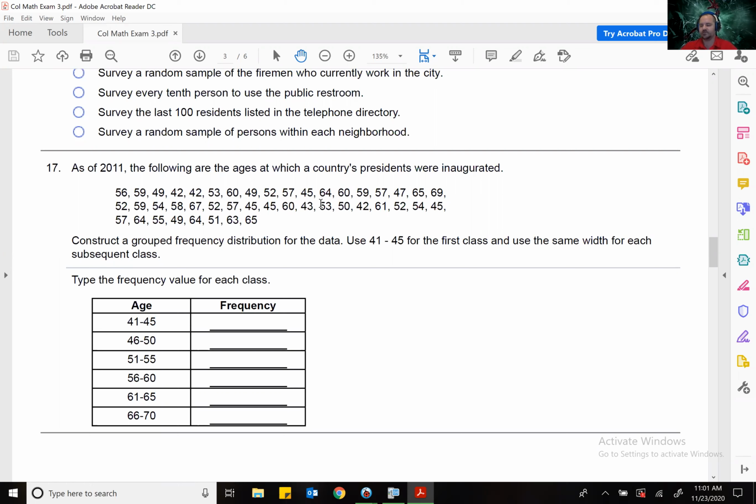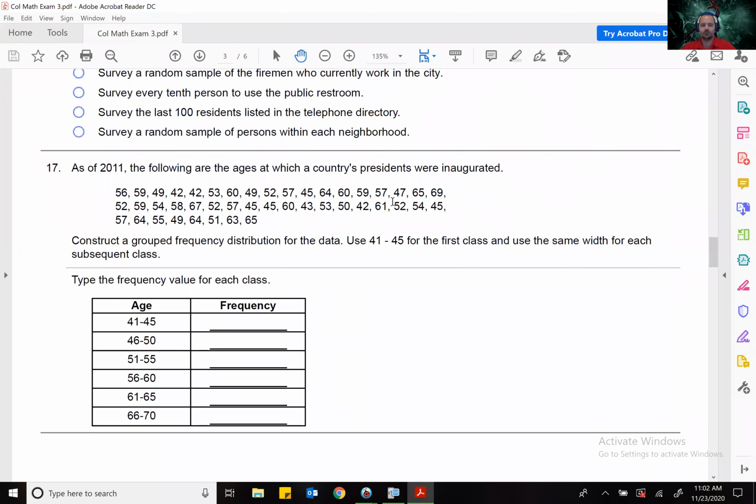53. And see how I'm kind of trying to keep track of this, because it's so easy to lose your numbers. So 50 is in the 46. 42 is in the 41. 61 is in the 61. 52 is in the 51. 54 is in the 51. 45 is in the 41. Almost done. 57 is in the 56. 64 is in the 61. 55 is in the 51.